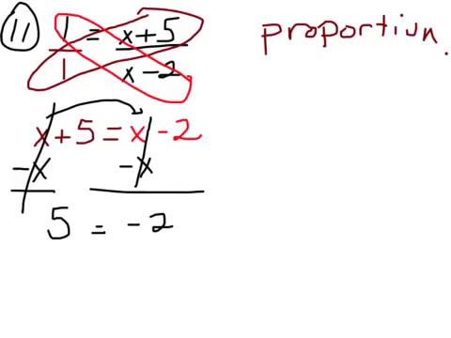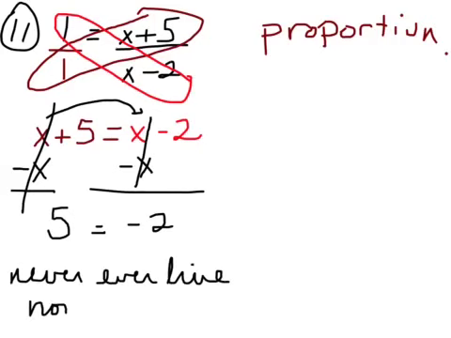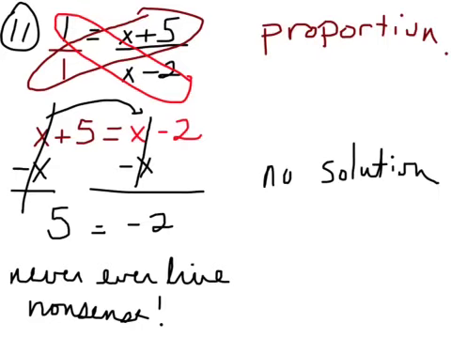Can 5 equal negative 2? No, this is never, ever true. Never, ever, ever true. This is nonsense, isn't it? So we say there are no solutions. When you get something like this in any math situation, if all the variables cancel out and you get something nonsensical like this, you just say, oh, there's no solution. And that happens sometimes.